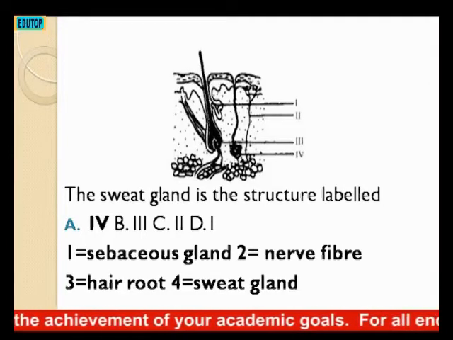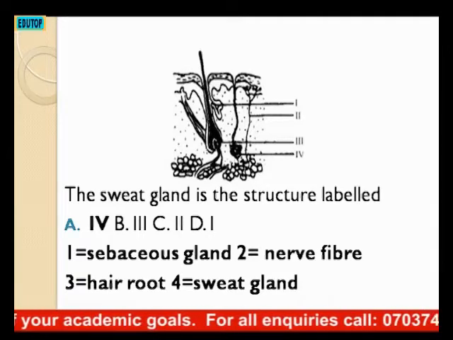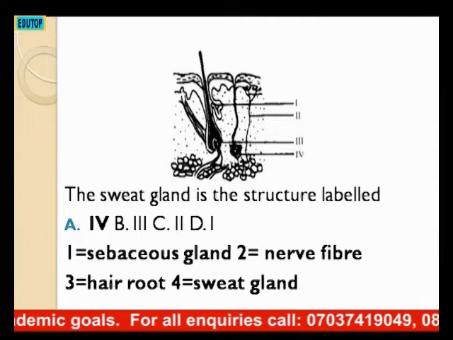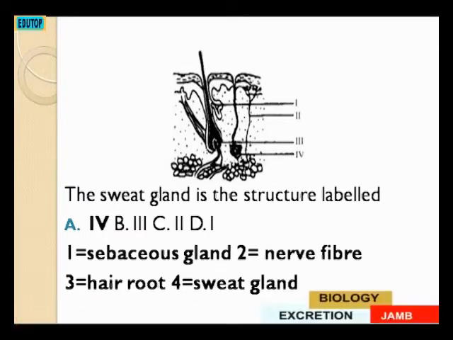Then the next question says the sweat gland is the structure labeled what? I have told you that 1 is the sebaceous gland, 2 is the nerve fiber, 3 is the root hair, then 4 is the sweat gland. So the sweat gland is the structure labeled 4. The sweat gland leads to the sweat pore, producing sweat. The sweat pore is the one that releases it. The sweat gland produces the sweat, the waste product being excreted through the sweat pore, which are the holes on your skin.